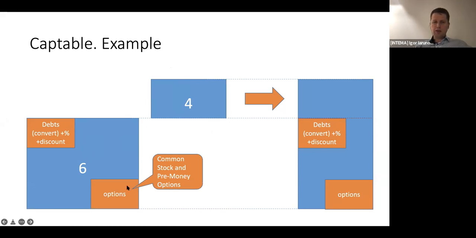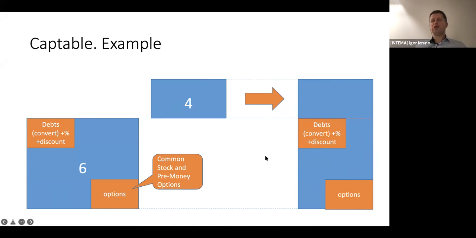because we could have issued stock options, pre-money options. They had to be executed. Debts can be converted. They can have a discount, and they can have interest. So it's called convertible debt with interest. And that's why we will have the effective pre-money valuation. It's not going to be 6 million US. It will be changed. It will be affected by our options and our debts and our shares to be converted.